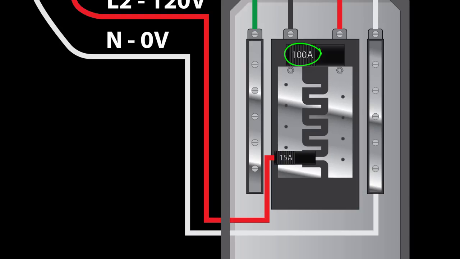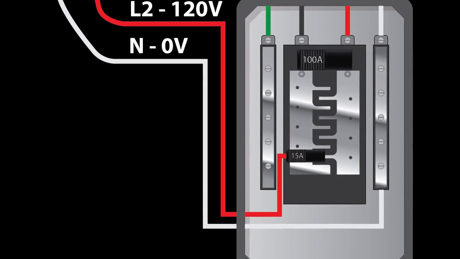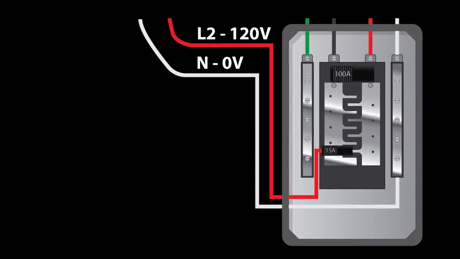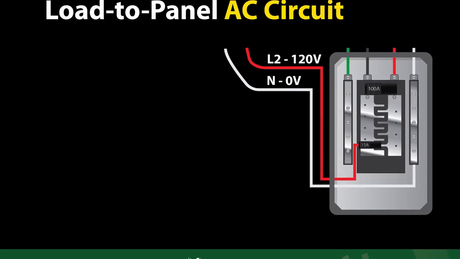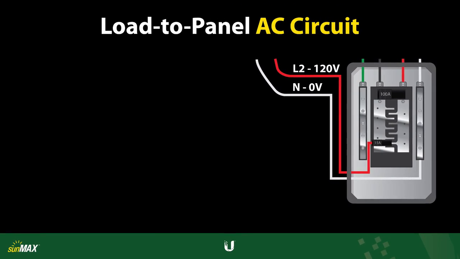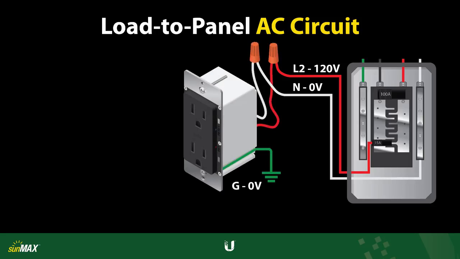While the main breaker for the service panel is rated up to 100 amps, the circuit breaker for the load is rated up to 15 amps. For safety reasons, a circuit breaker is installed for each AC load, which can prevent damage to equipment, electrocution hazards, or even fire incidents. When an AC plug is connected to the wall outlet, the circuit becomes closed.